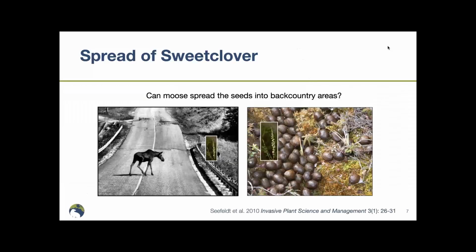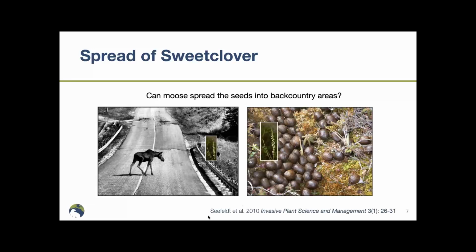And then Bruce, thanks for setting me up for this vector of spread. So we started noticing, as Bruce mentioned, that wildlife was feeding on sweet clover because it's this new lush source of vegetation, and we wondered how could it be acting as a vector? Could moose eat it? And think about how far a moose can walk in a day, right? Miles and miles, kilometers and kilometers. And when they poop it out the other end, could the seeds still be viable? And if so, what is the potential?